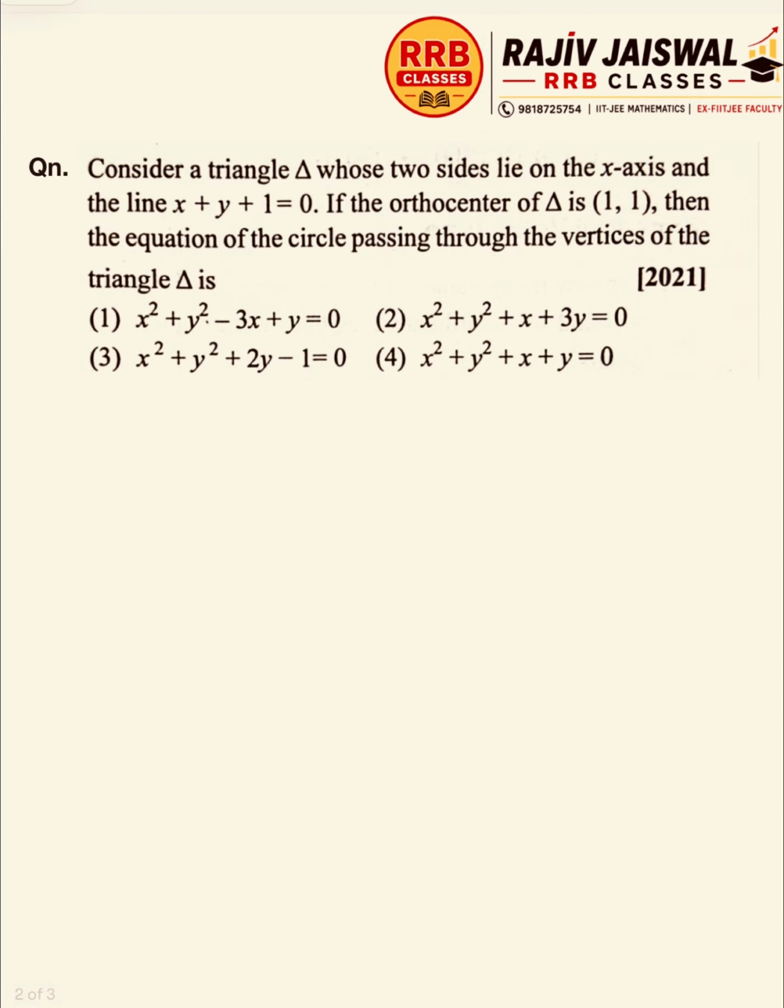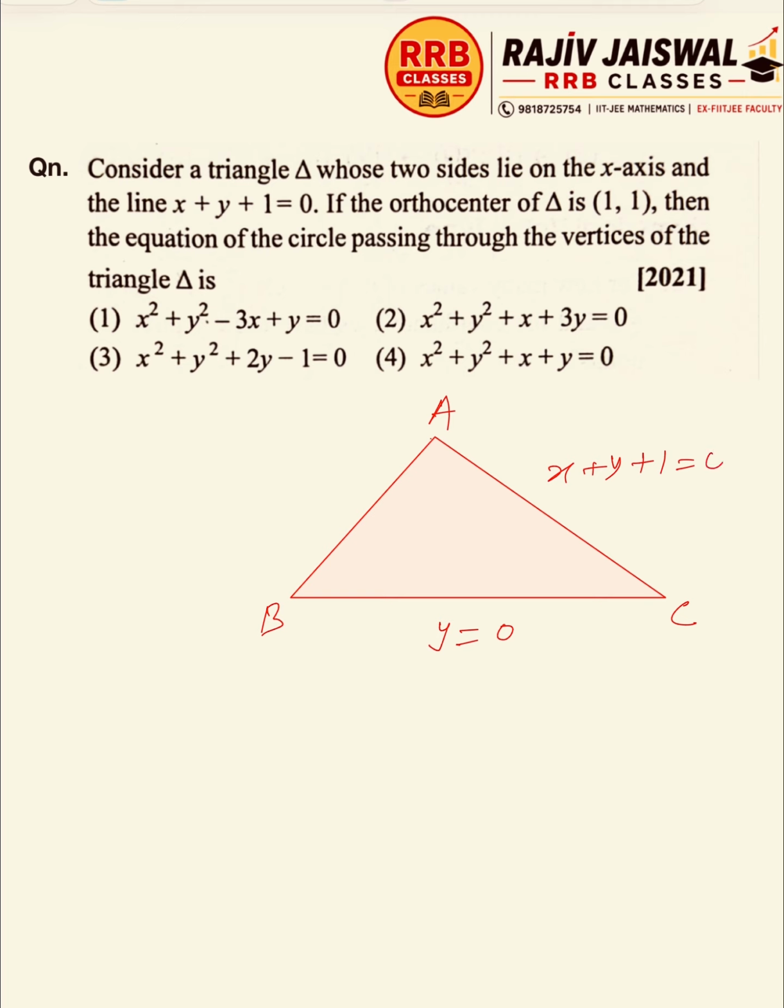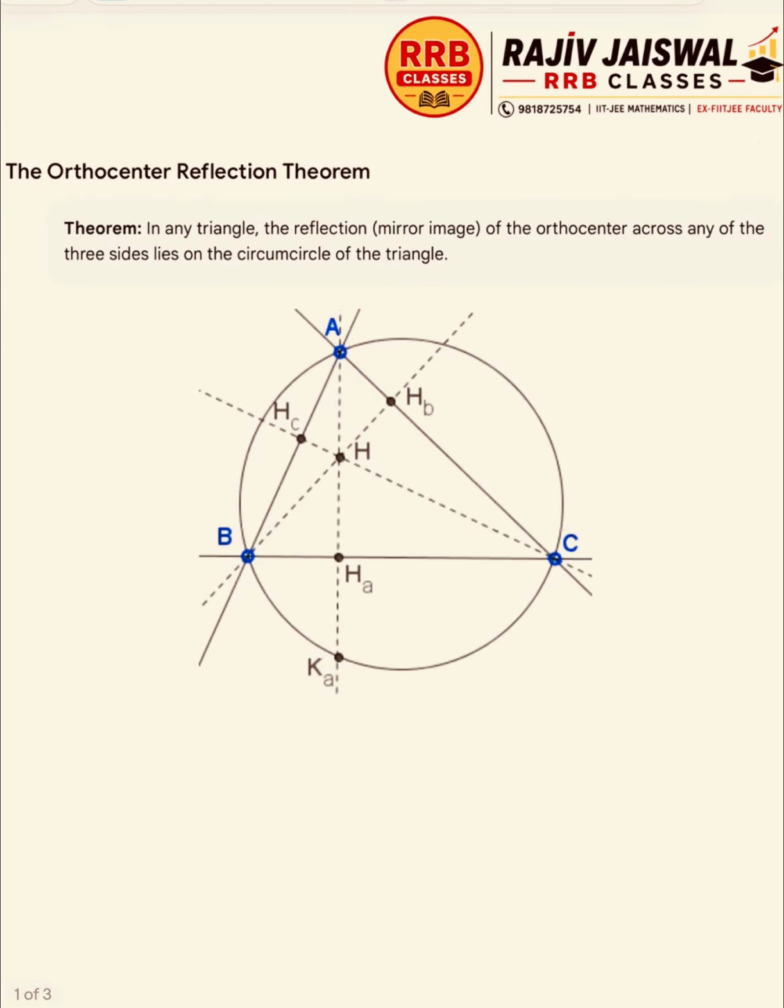This is the question. We have a triangle ABC, and it is given that two sides are the x-axis and another line. Let this side be y equal to 0 and another side be x plus y plus 1 equal to 0. So the equations of two sides are given. Let H be the orthocenter of the triangle. Now from this property we know that the reflection of H from the side will lie on the circumcircle.